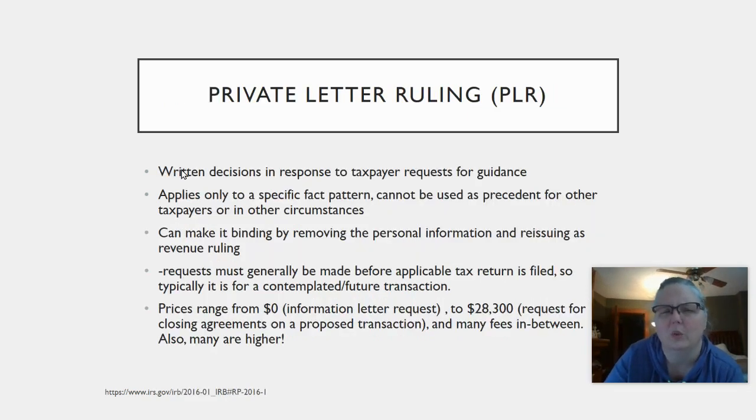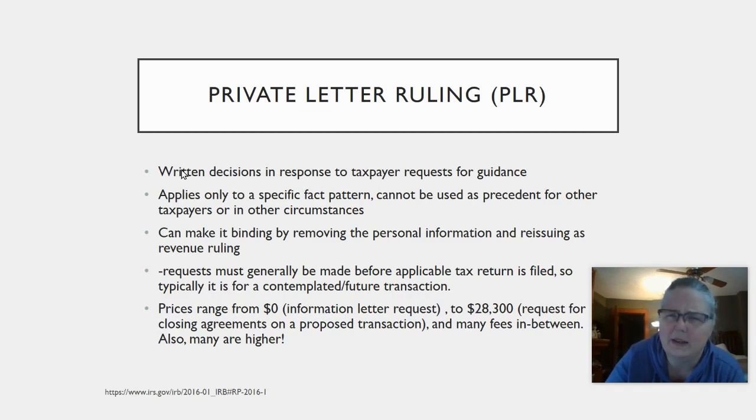Private letter rulings are written decisions in response to a request by specific taxpayers for guidance in a specific case. They're very specific fact patterns, and they can't be used as precedent by other taxpayers. Now, the IRS can actually make it binding by reissuing the private letter ruling as a revenue ruling. Obviously they redact personal information, and in which case you can rely on it. But for a private letter ruling, you can't rely on it. But what you can do is at least get a gist of what else has gone on. What has the service said before? The person who uses it can actually rely on it, but nobody else can.